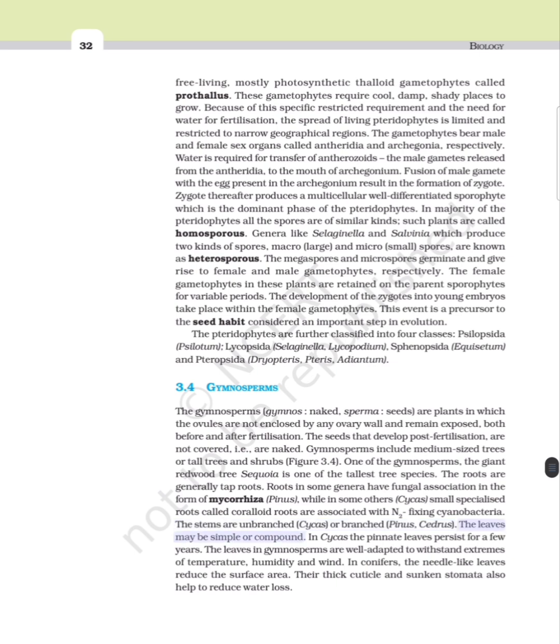The leaves may be simple or compound. In Cycas, the pinnate leaves persist for a few years. The leaves in gymnosperms are well adapted to withstand extremes of temperature, humidity and wind. In conifers, the needle-like leaves reduce the surface area. Their thick cuticle and sunken stomata also help to reduce water loss.